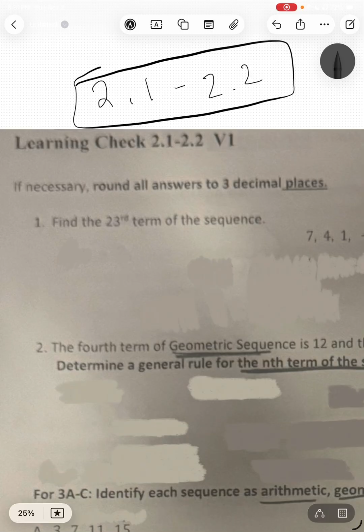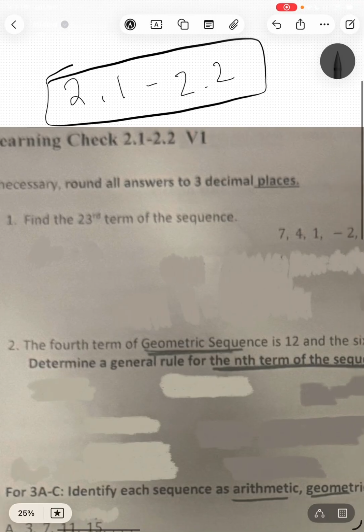So this is 2.1 to 2.2 AP Precalc review. Basically, 2.1 to 2.2 is all about finding the arithmetic or geometric sequence, and that's basically a function that you can plug in to find out different stuff on graphs.